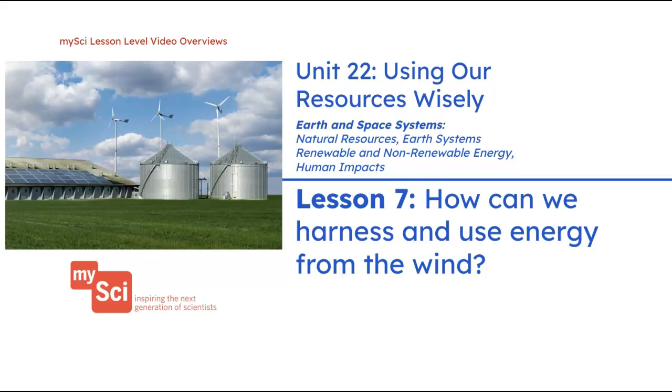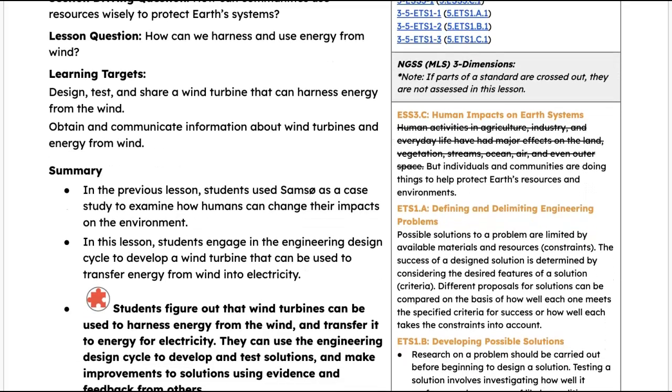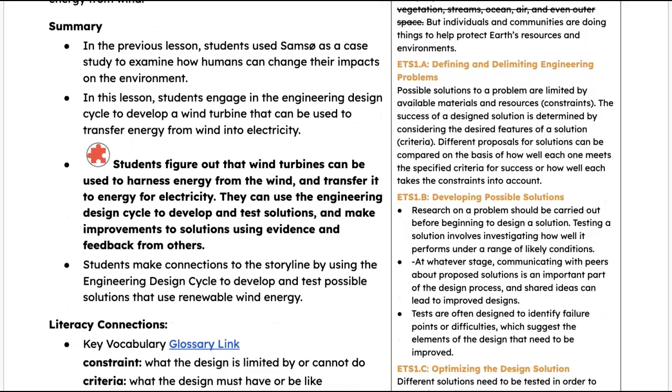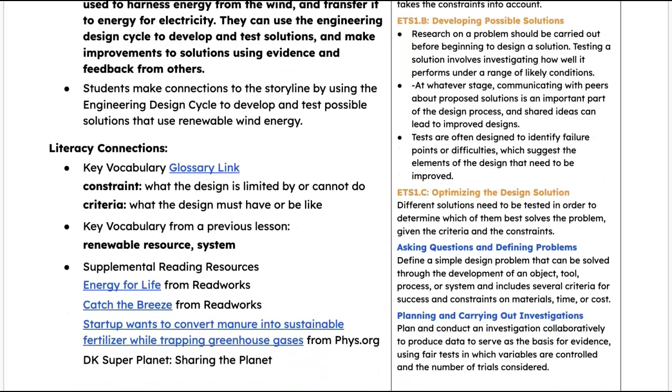Students figure out that wind turbines can be used to harness energy from the wind and transfer it to energy for electricity. They can use the engineering design cycle to develop and test solutions and make improvements to solutions using evidence and feedback from others. Students make connection to the storyline by using the engineering design cycle to develop and test possible solutions that use renewable wind energy. There are several opportunities for ELA, math, and social studies connections throughout the lesson. You can look for specific standard connections in the Unit 22 Teacher Guide. This lesson will take approximately 5 to 6 days to complete.